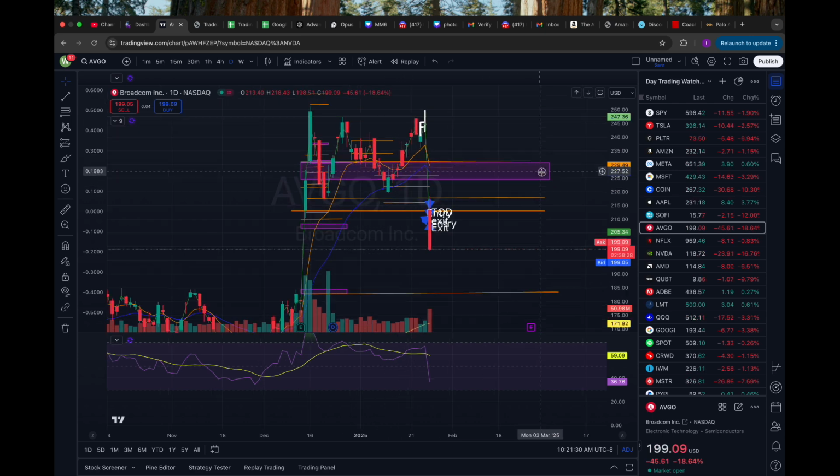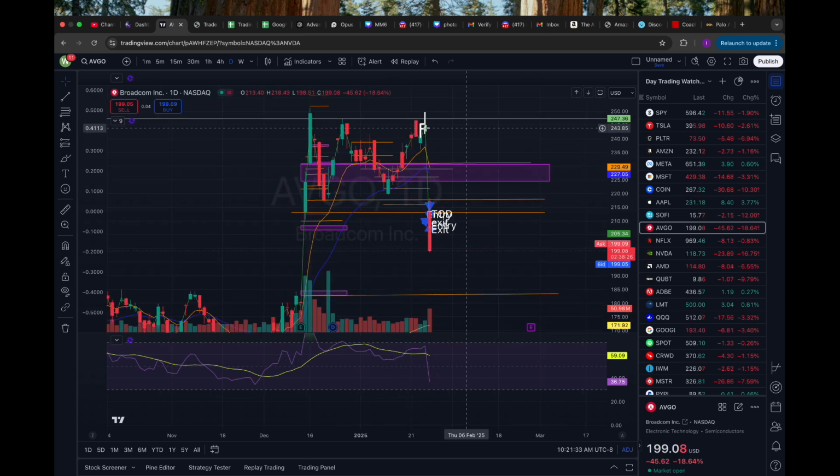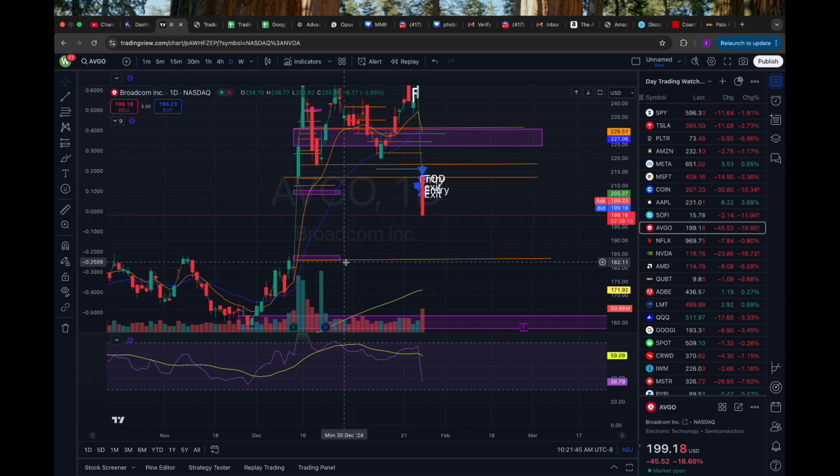And then what it did was it created a double top right here. And so double top means it's coming down, right? So it looks like a big M right there. And so these EMAs are about to create a downtrend. And so AVGO will be going down to 180, most likely by the end of the week, if not today. But it's already down $45. So this is the daily time frame.